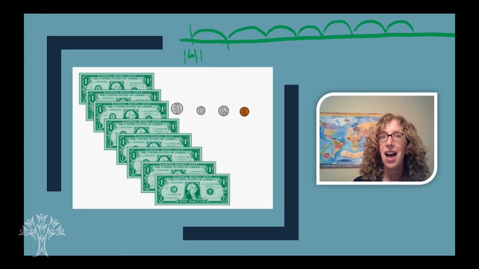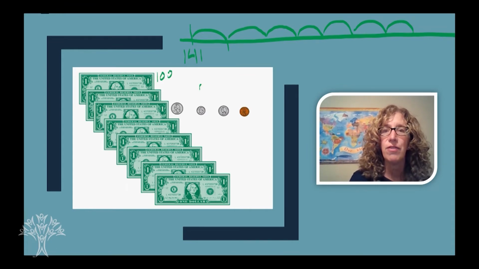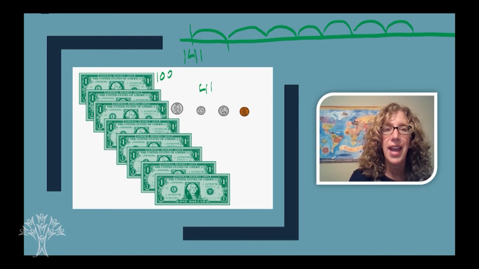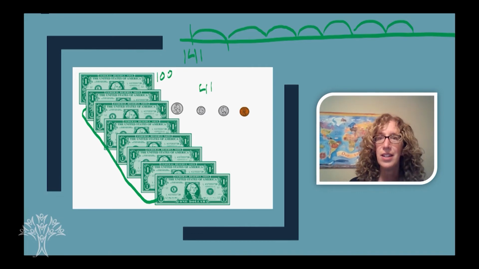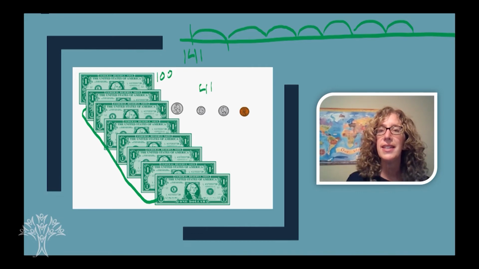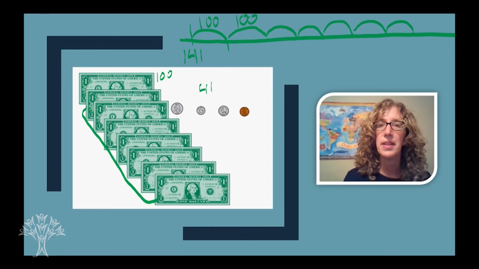We have done a lot of adding as we've counted our growing collection of money. We started with 141, and we have now added 7 dollar bills. So we've made 7 jumps of 100. Make sure you label all of those jumps so that you can remember what you're adding.